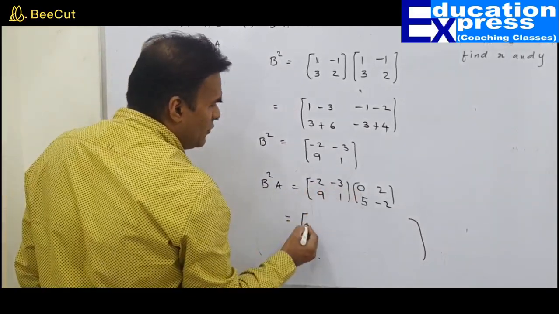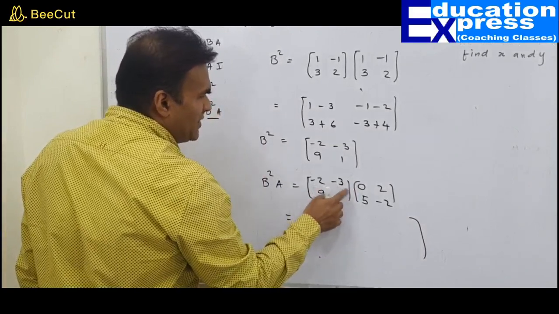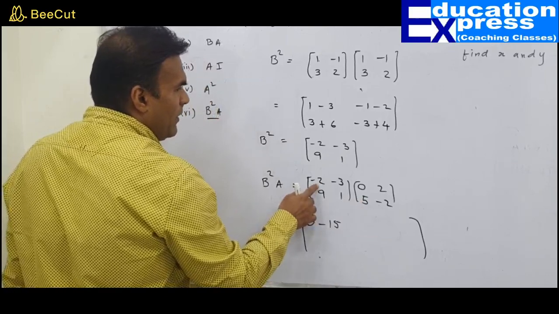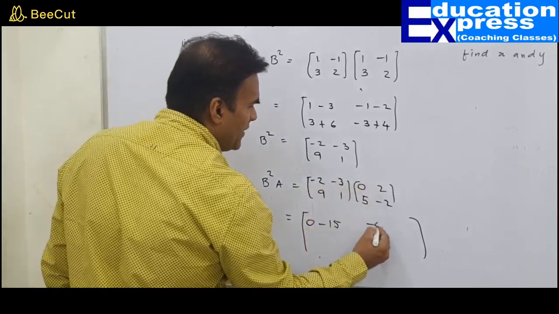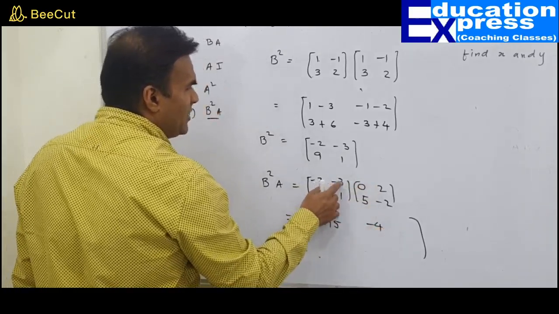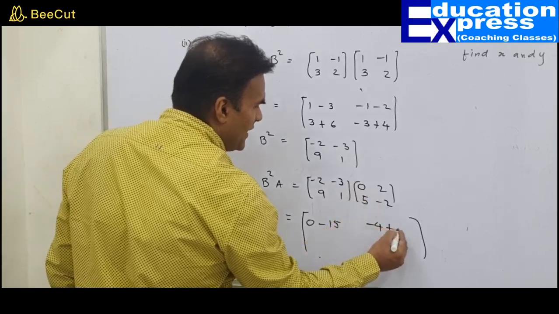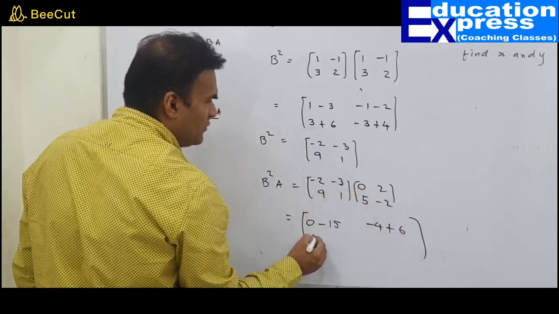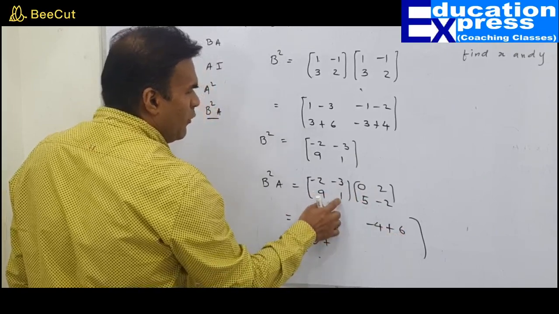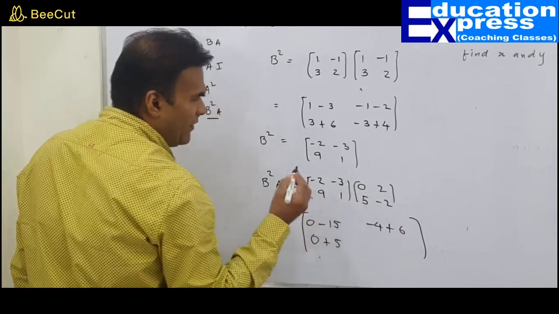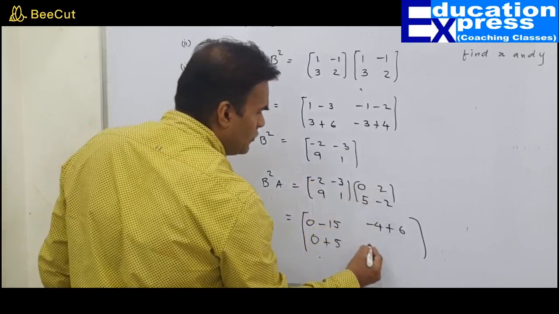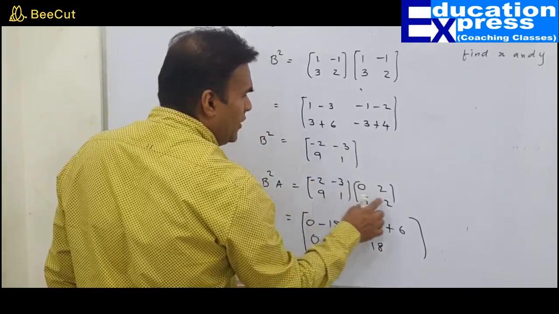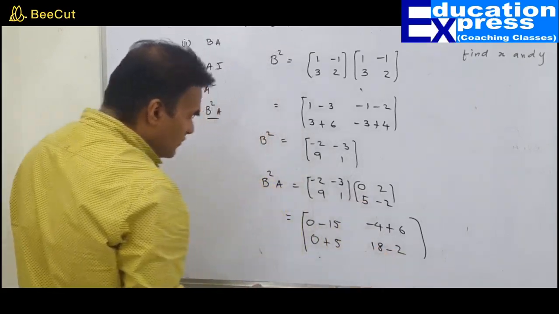Minus 2 into 0, 0. Minus 3 into 5, minus 15. Absolutely. Minus 2 into 2, minus 4. Minus 3 into minus 2, that is 6. 9 into 0, 0. Plus 1 into 5, 5. 9 into 2, 18. Plus 1 into minus 2, that's minus 2.